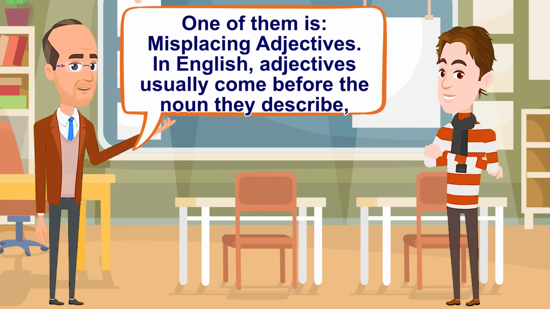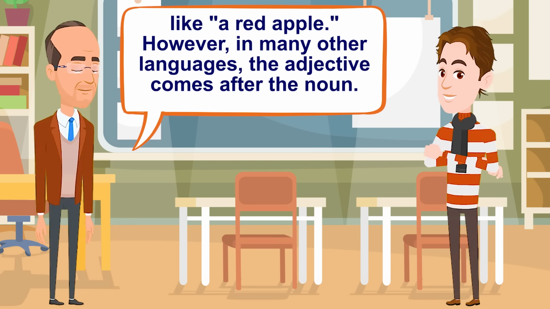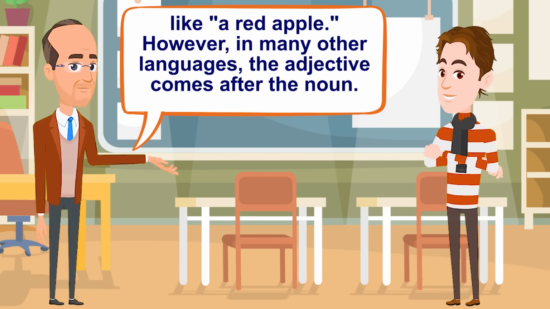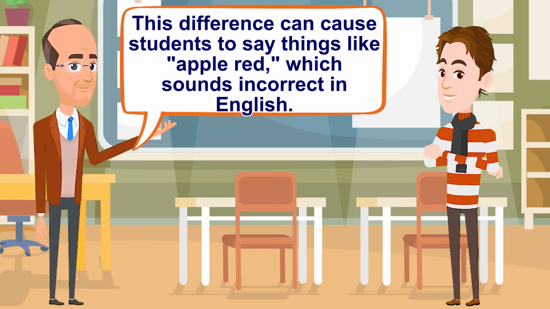One of them is misplacing adjectives. In English, adjectives usually come before the noun they describe, like a red apple. However, in many other languages, the adjective comes after the noun. This difference can cause students to say things like apple red, which sounds incorrect in English.